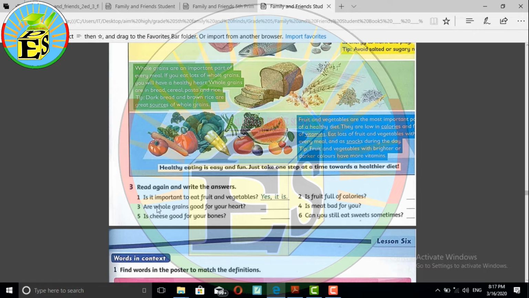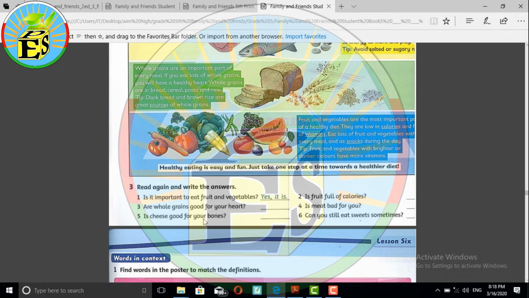They, yes, they are. Question 4. Is meat bad for you? Who doesn't like meat? If you don't like meat, you will say, yes, it's very bad for me. But meat is very important for us. So, is meat bad for you? No, it isn't. Meat is very good for us. So, right here, no, it isn't.